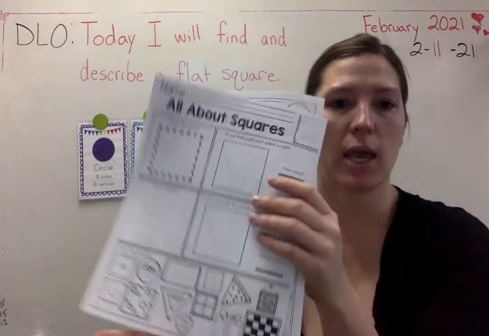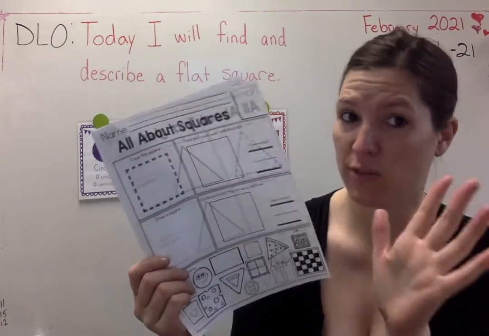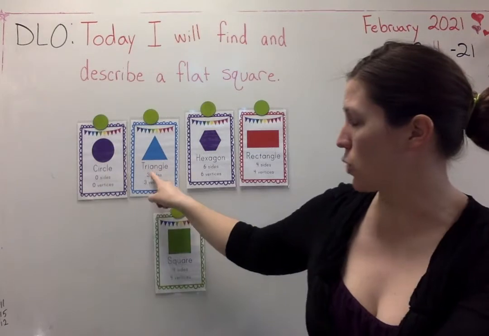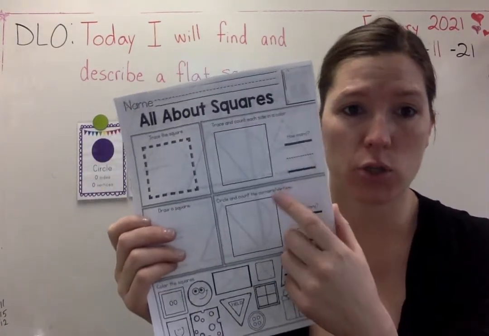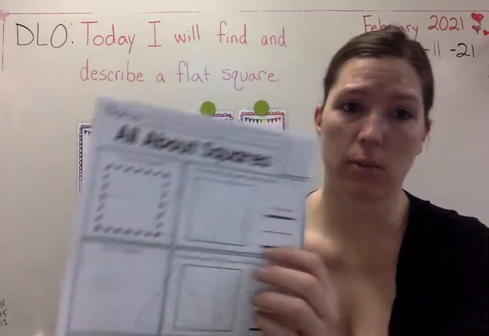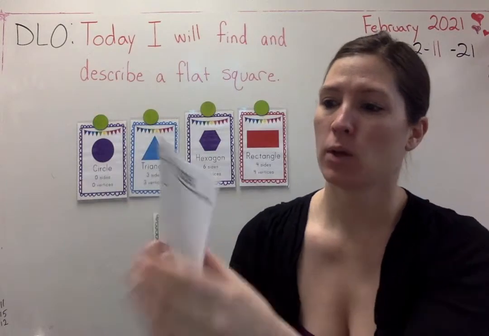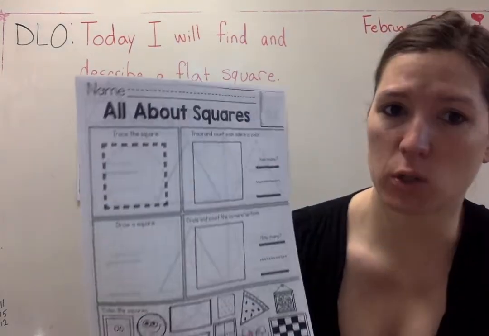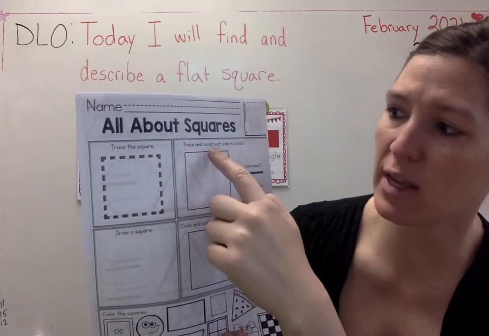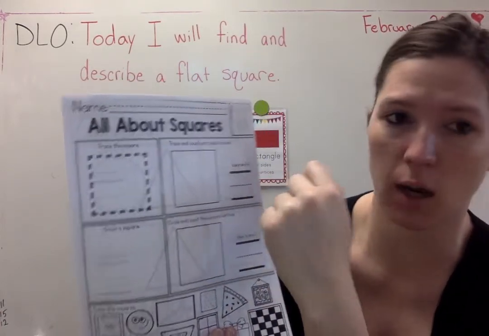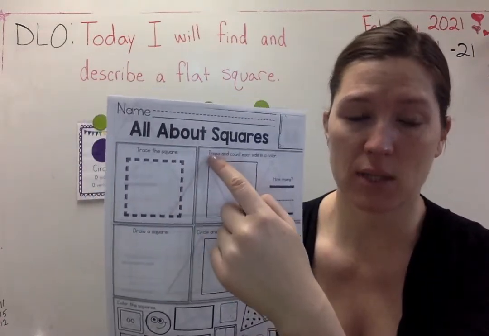Then I want you to get your shape packet, and we're going to be learning the 5 shapes: circle, triangle, hexagon, rectangle, and square. On your square page, you can leave it stapled together because we're going to use all those pages. You're going to tell me all about the square. First, you're going to trace it, and then it says trace and count each side in a color. So you could use a marker or a crayon, and you're going to count the sides.